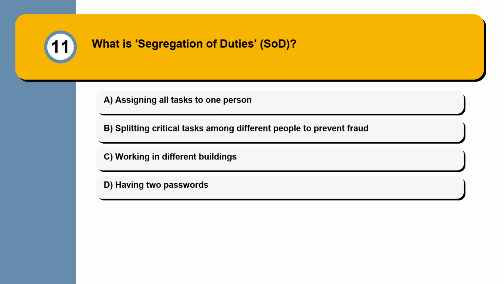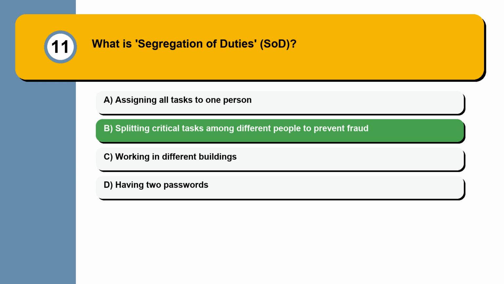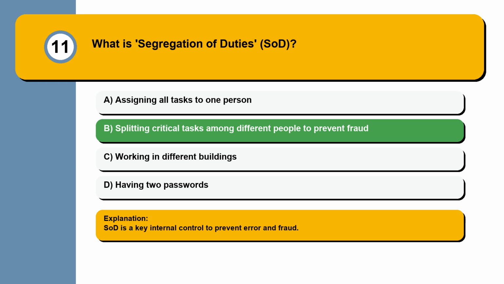Question 11. What is segregation of duties, SOD? Assigning all tasks to one person, splitting critical tasks among different people to prevent fraud, working in different buildings, having two passwords. SOD is a key internal control to prevent error and fraud.